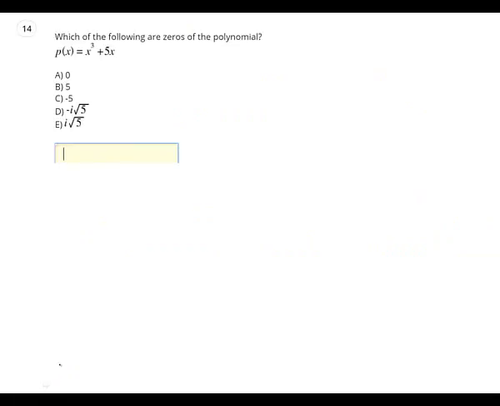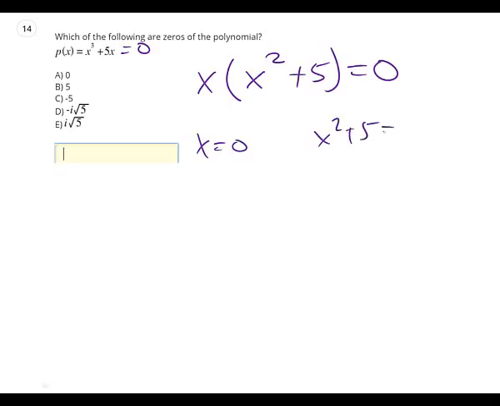All right, 14. Which of the following are zeros of the polynomial? So the first thing I'm going to do is set it equal to 0. What do I have to do next? Take out the highest common denominator. We're going to take out the greatest common factor. So X squared, and what's left? X squared plus 5 equals 0. What property do we use? Zero product property.